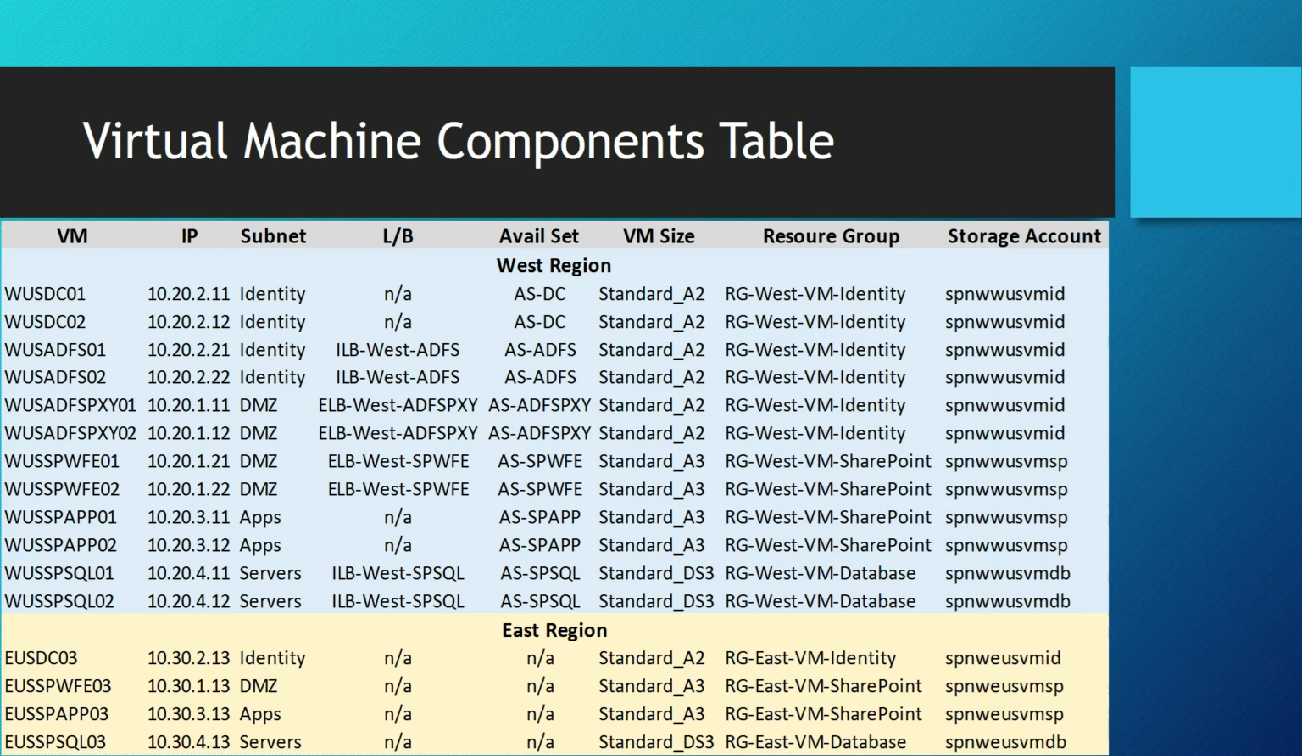In this table, you can see all of the specific resources and components that every virtual machine will use. It indicates the name of the VM, its static IP address, which subnet it's deployed in, the load balancer that it will be a part of if it's necessary for that particular workload, the availability set that it is in, its size, the top level resource groups that it belongs to, and the primary storage account it uses for its virtual hard disks.